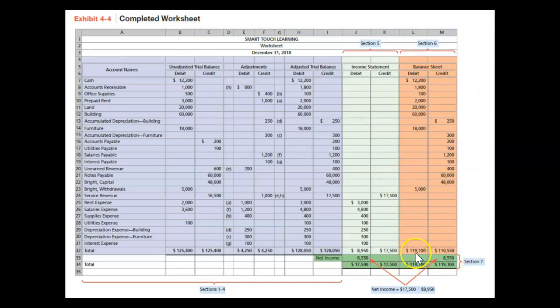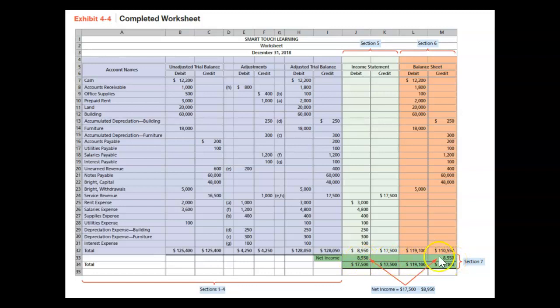We then add up our balance sheet columns. In the balance sheet columns, the debits total $119,100. Our total of our credits here total $110,550. We subtract the difference between these two columns. The difference goes underneath the smaller number and it equals 8,550. Look at that. The difference between the two income statement columns is 8,550. The difference between the two balance sheet columns is 8,550.